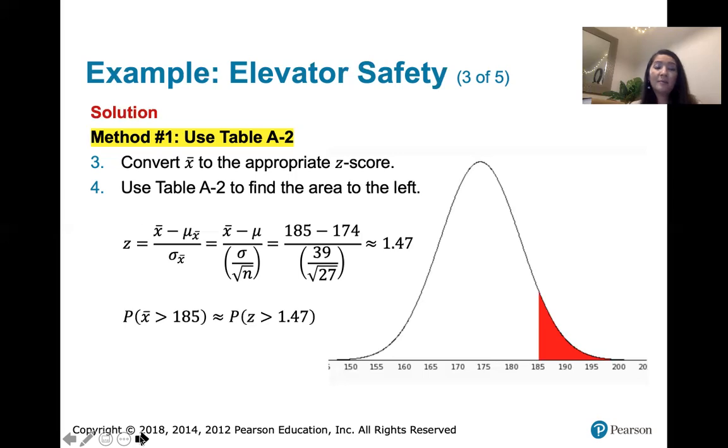Then if I want the probability that our mean is greater than 185 pounds, that's approximately equal to the probability that z is greater than 1.47. It's an approximation because this is an approximation over here. Now, I won't find the area to the right in table A2. So if I want the area to the right, I have to find the area to the left first. And then I'll subtract the area to the left from 1 to get the area to the right.